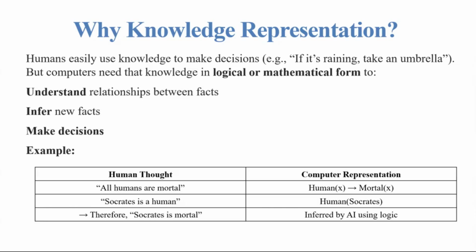So, for example, think about a medical diagnosis system. The AI already knows these facts. If a patient has a high fever and cough, they may have a viral infection. So, for example, Ravi has a high fever. Ravi has a cough. The AI combines these facts and infers that Ravi may have a viral infection, helping the doctor make faster decisions. Similarly, recommendation systems, chatbots, autonomous vehicles all rely on knowledge representation and logical reasoning.